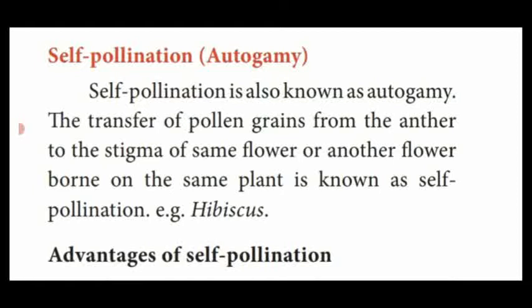Transfer of pollen grains from the anther to the stigma of the same flower. That means within the flower itself, the pollen grains. What is the color of the pollen grains? Yellow color, powdery substance. Transfer to the stigma of the same flower or another flower of the same plant. In the same plant, they have two different flowers, isn't it? So the transfer also takes place within the flower, or between two different flowers of the same plant, and is known as self-pollination or autogamy. Example, hibiscus.